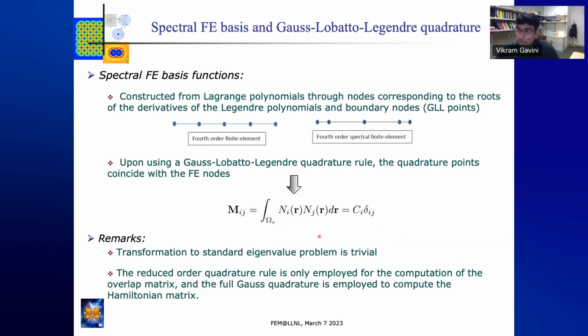So what we have done is, instead of using the conventional finite elements, where the finite element nodes are equispaced in a finite element, we use spectral finite elements, where the nodes of the finite element are at the roots of the derivative of the Legendre polynomial. One advantage of using spectral finite elements is that as you keep going higher order in P, it gives you better conditioning compared to the conventional finite elements.